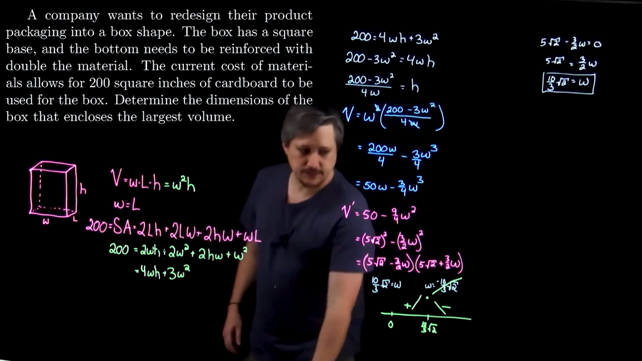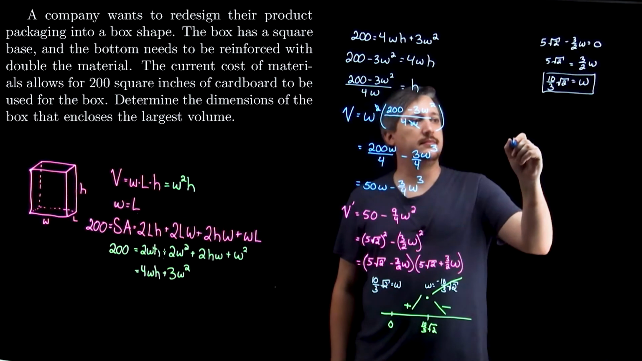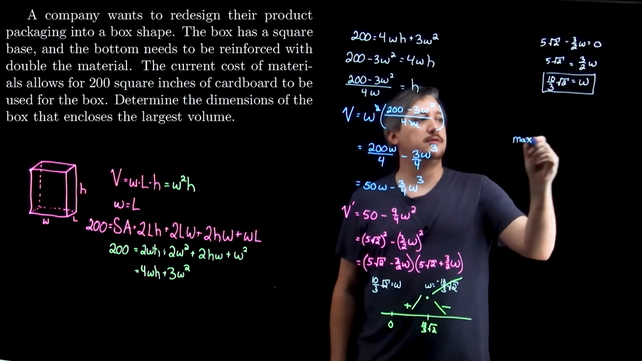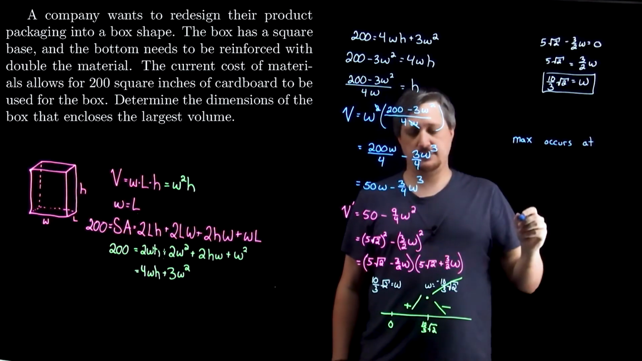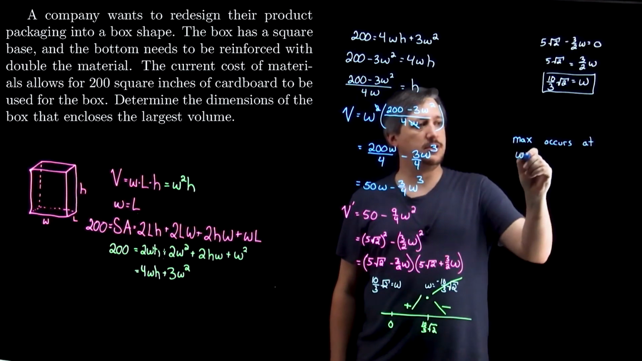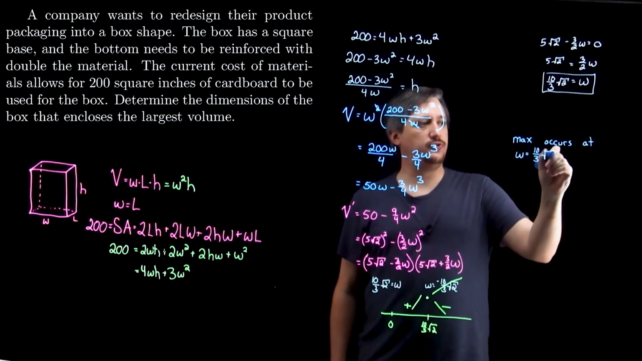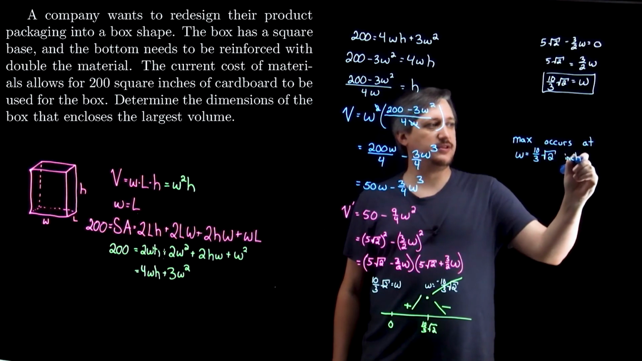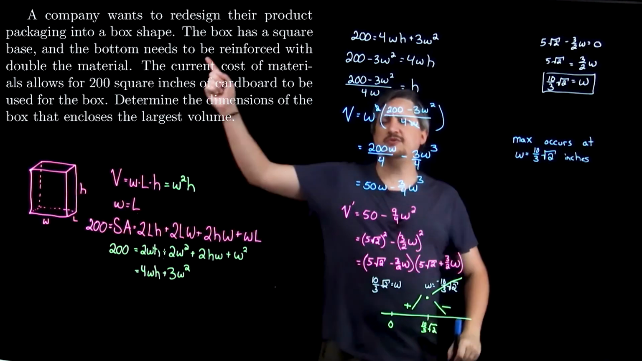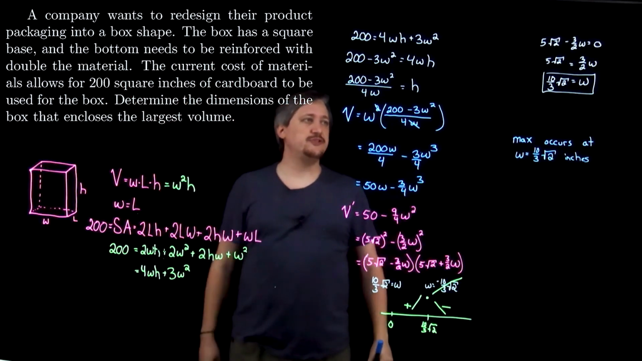So this tells me that I have the maximum, max occurs at w equals 10/3 root 2, in our case inches, right? Because this is what the thing was in, 200 square inches. So I'm doing all of this in inches.